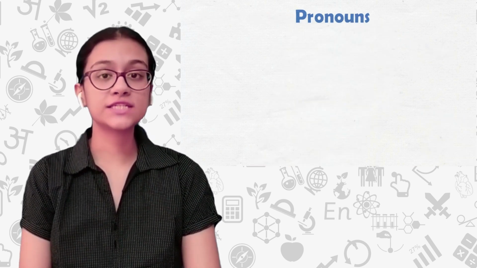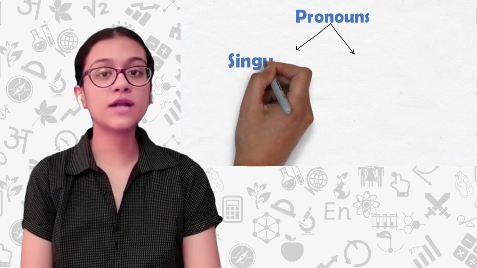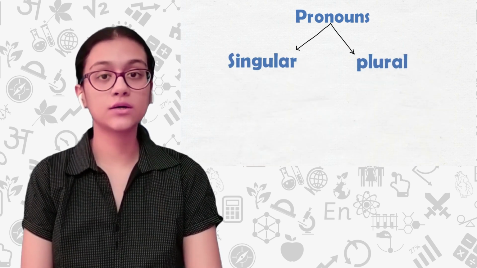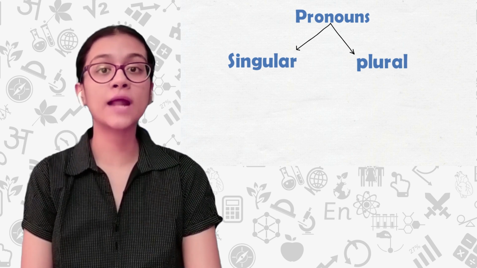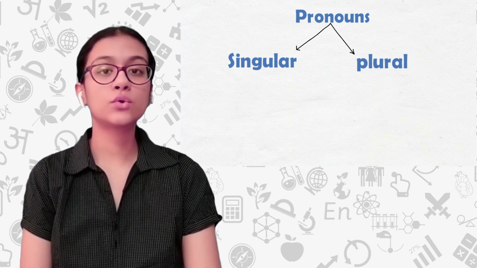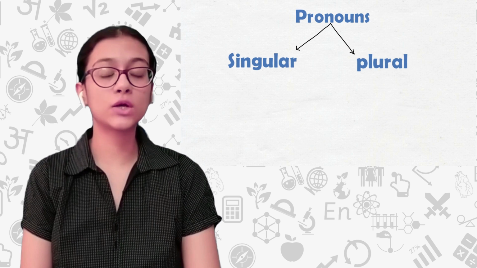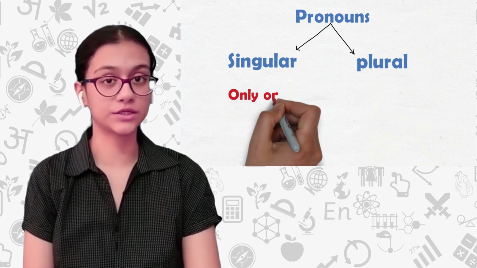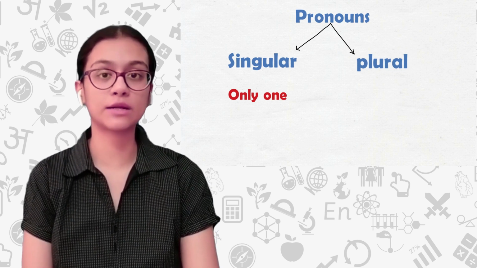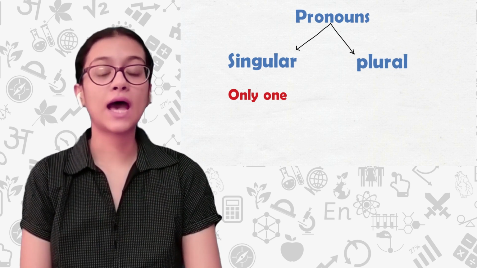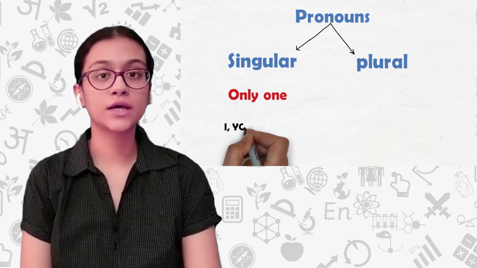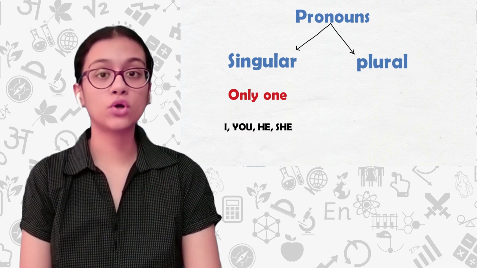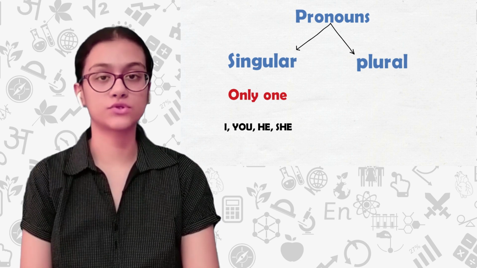So the interesting thing is that there are singular and plural forms of pronouns as well. Pronouns में भी singular and plural होता है. तो अगर हम singular pronouns की तरफ देखें तो हम किसी एक बंदे के बारे में बात कर रहे होते हैं या किसी एक चीज के बारे में बात कर रहे होते हैं. And that is I, you, he, she. So all of these are singular pronouns.